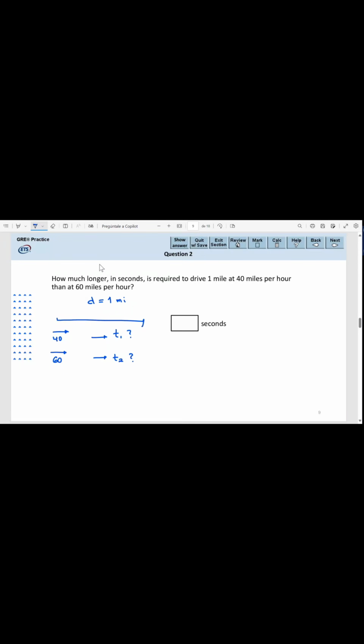Well, we know that there is this universal formula for motion at a constant speed that connects speed, time, and distance. So if I am given the distance and the rates, I should be able to find the time. Here the time would be the distance, 1 mile, divided by 40 miles per hour. You see how the units cancel, and you get hours, so this is 1 over 40 hours, or 1/40th of an hour. Here, similarly, 1 over 60 hours.